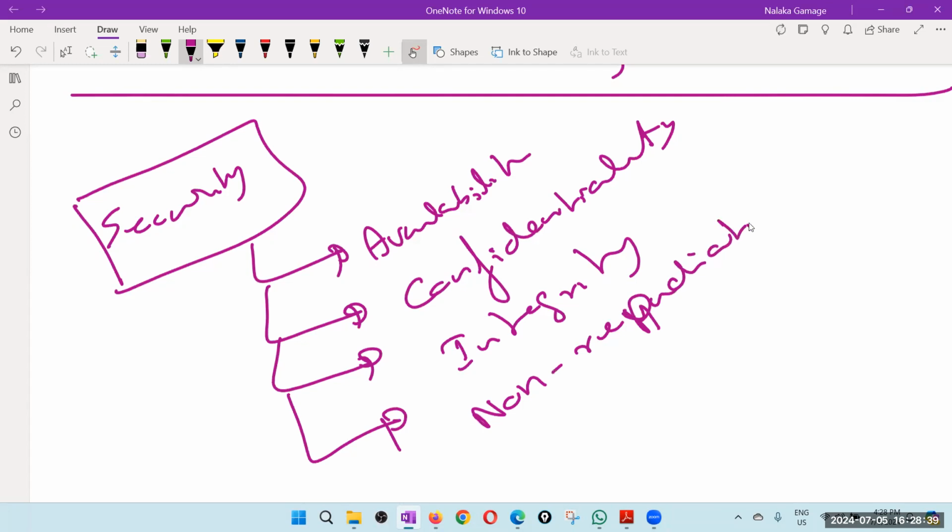Non-repudiation. So availability means resources must be available. For example, a virus attack will try to compromise availability, so it will destroy or corrupt the files. Or maybe a DOS attack. When there's a DOS attack on a server, the genuine users cannot use the system. So the system is not available for genuine users.